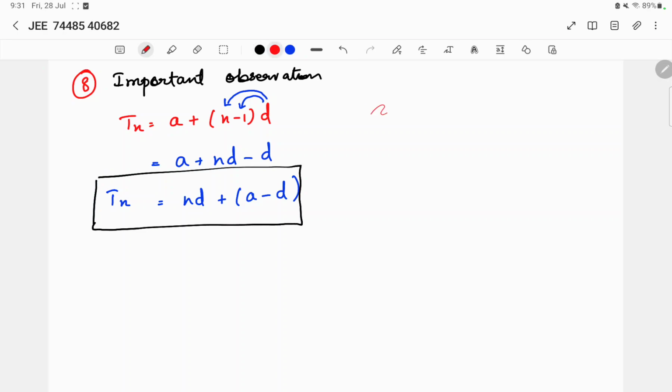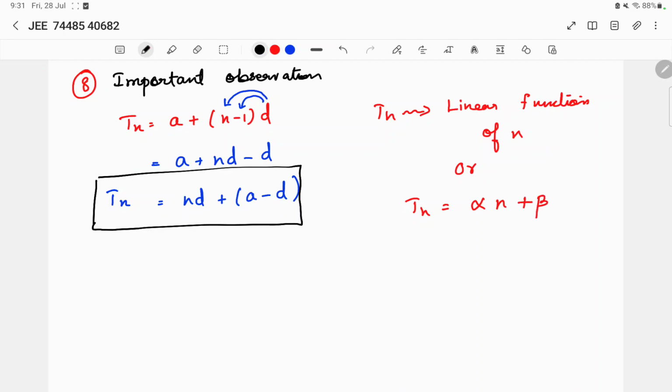Now if you see this, Tn is a linear function of n. Tn is nothing but linear function. And you know what is linear function? The highest power of the variable will be 1. So here the variable is n, because n keeps on changing. So linear function of n. So or I can write this Tn as alpha into n plus beta.